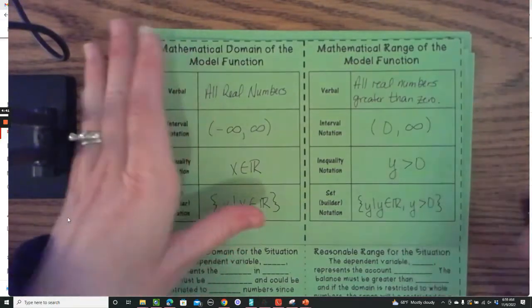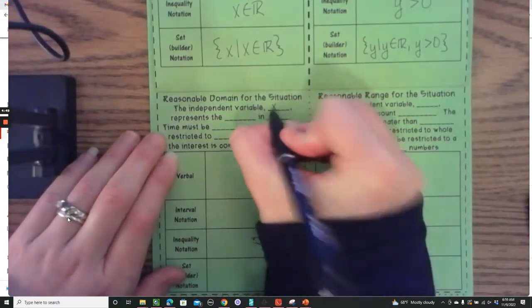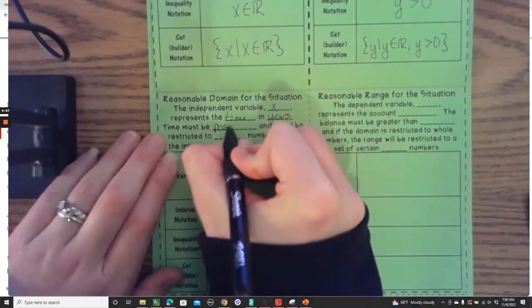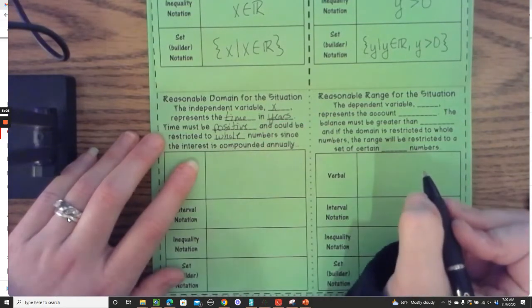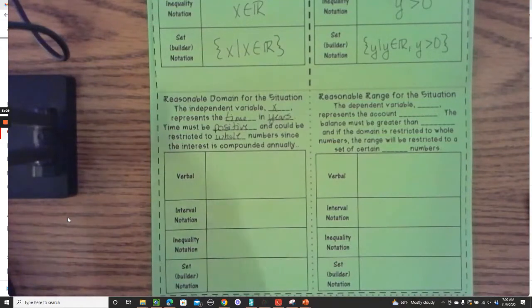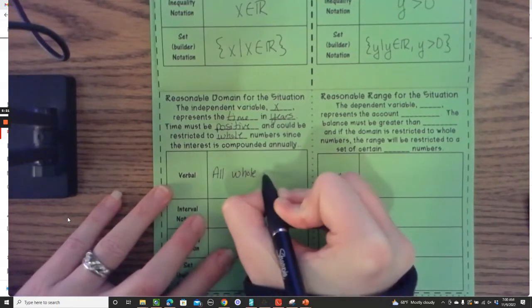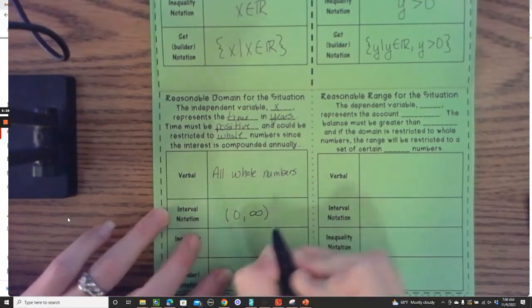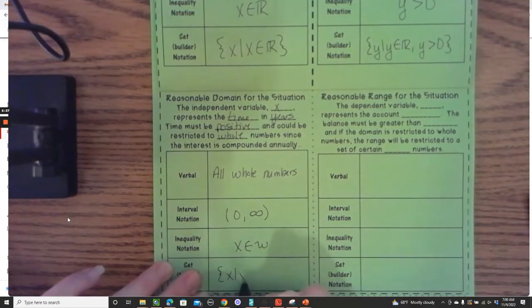But when we're talking about real world, things change a little bit. For the reasonable domain for this situation, the independent variable x represents the time in years. Time must be positive and could be restricted to whole numbers, since the interest is compounded annually. So we could say we're only going to use the x values of 0, 1, 2, 3, 4, and so on. So verbally, all whole numbers is our domain. In interval notation, that's from 0 to infinity. In inequality, x is a member of the set of whole numbers. And set notation looks the same.